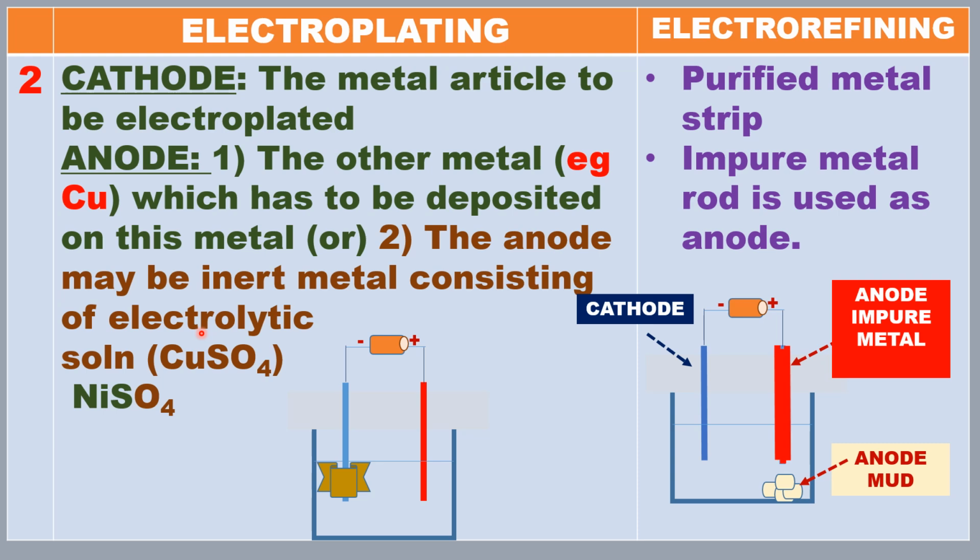Okay. In electrorefining, what is the cathode? It is the purified metal strip. You see, the purified metal strip is the cathode. What is the anode? The impure metal rod is taken as the anode. Okay, anode mud is formed at the bottom of the anode.